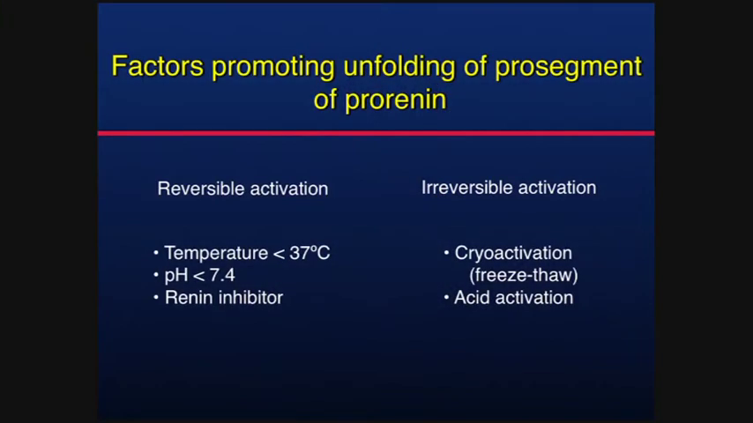And as far as this unfolding of the pro segment of prorenin is concerned, we can have reversible activation, which may occur by lowering the temperature or the pH. And Jan Danser will talk about how we use a renin inhibitor to produce what may be an activation or an opening or an unfolding of the prorenin. And in addition, if we freeze and thaw our samples or treat them with acid, we can get an irreversible activation where a serine protease in the plasma cleaves off the pro sequence so that the prorenin becomes continually active.